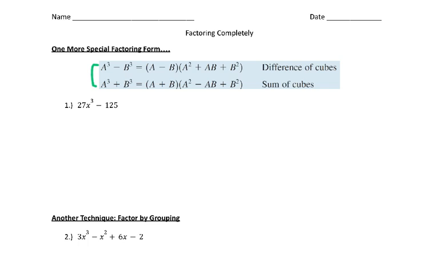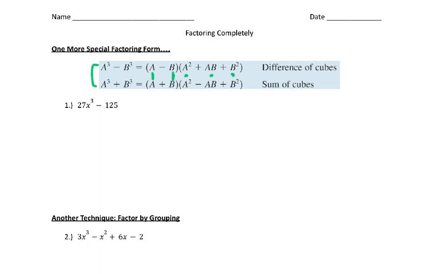Notice in the first factor, you have your a term, what you're cubing on the left side, and the second part of the first factor is your b term, what you're cubing on the right side. And then the other factor has an a squared, an ab, and a b squared.